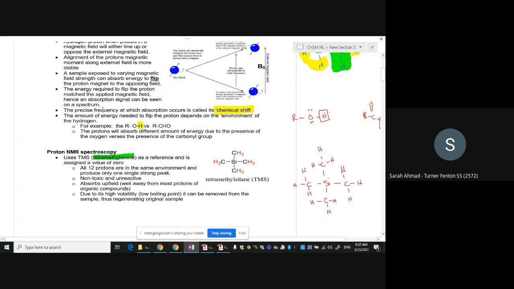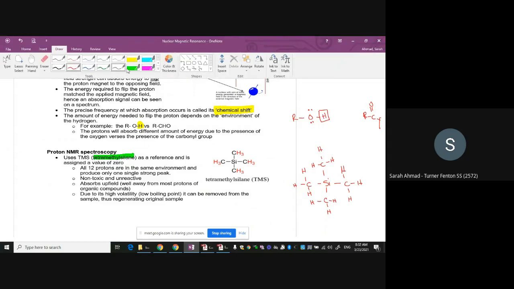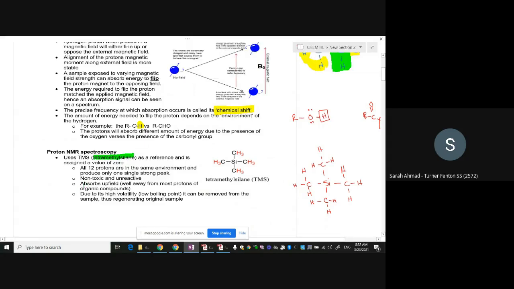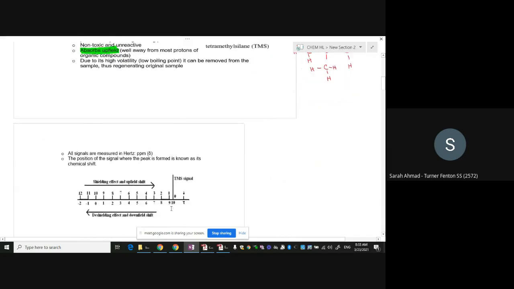So the idea is these hydrogens are very well protected or shielded. They absorb upfield. Upfield means that they're not deshielded. Okay. So due to its high volatility and low boiling point, it can be removed from the sample, thus regenerating the original sample. So TMS is very useful for us.